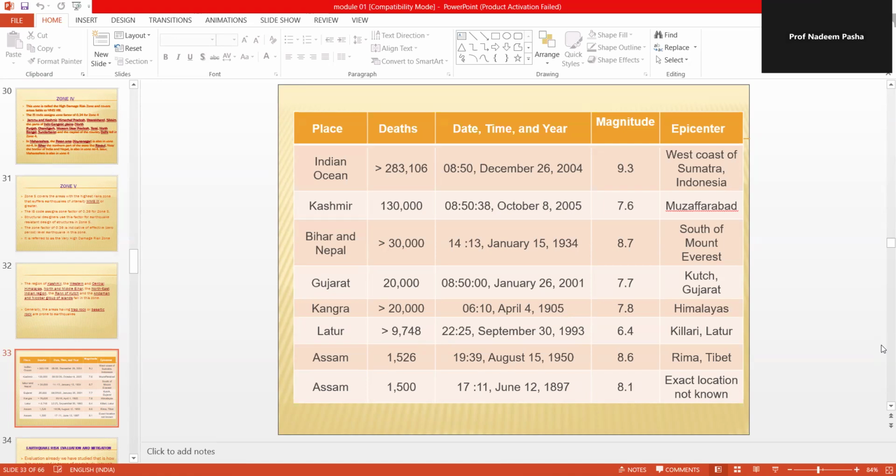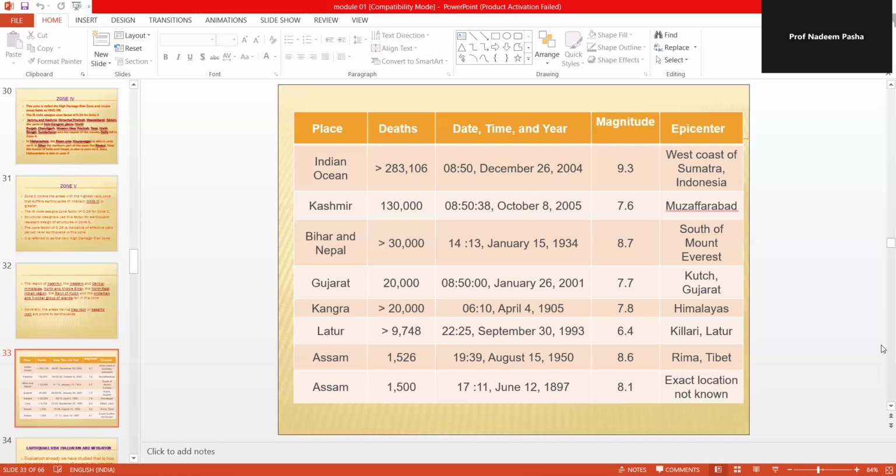The next earthquake took place in Assam once again in 1950, and the number of deaths recorded was 1526. Similarly, in the year 1993, although it is not in chronological order, it is as per the number of deaths, in the Latur region, an earthquake occurred. Apart from that, in the year 1905, an earthquake occurred in the Kangra region, which is near the Himalayas, and the number of deaths recorded was less than 20,000. The next earthquake that hit India was in Kutch, Gujarat. Around 20,000 people died.